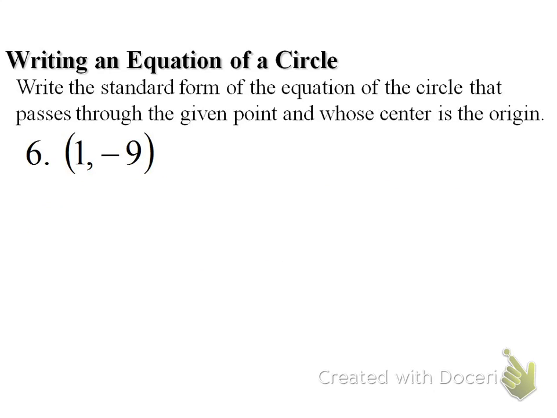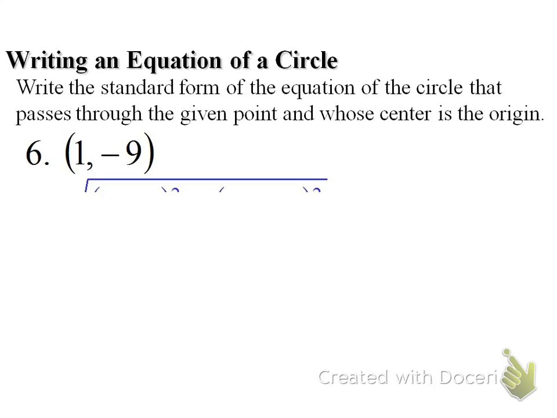All right, here's another one of the same type. So they are telling us that our circle goes through the point 1, negative 9, and it has a center at 0, 0. The whole problem with circles is finding the radius. Once you find the radius and the center, it's super easy. They already gave us the center. It's the origin. I need to find the radius. The radius is the distance between the center and any point on that circle.